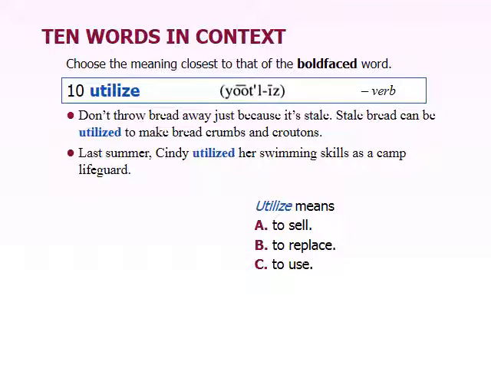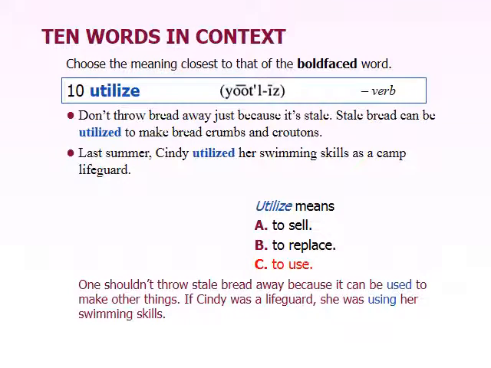Okay, and then our last word here is utilize. And this one is an IZE word, and those ones tend to be verbs, and this one is a verb as well. Don't throw bread away just because it's stale. Stale bread can be utilized to make breadcrumbs and croutons. Last summer, Cindy utilized her swimming skills as a camp lifeguard.